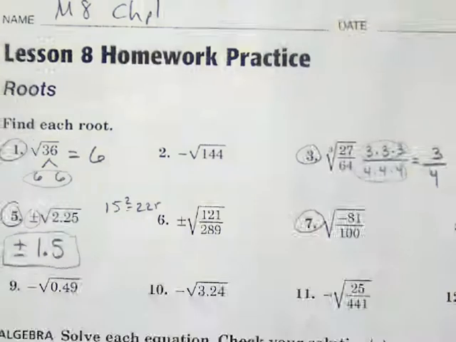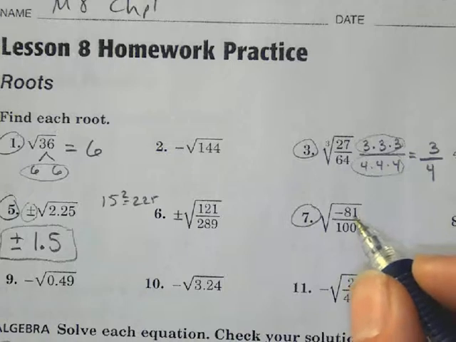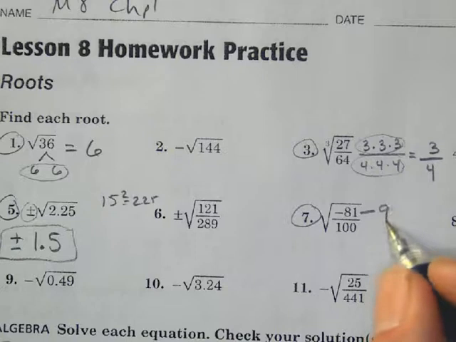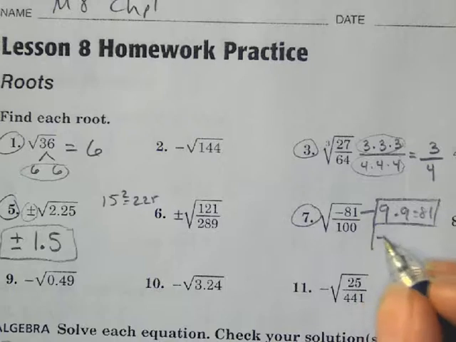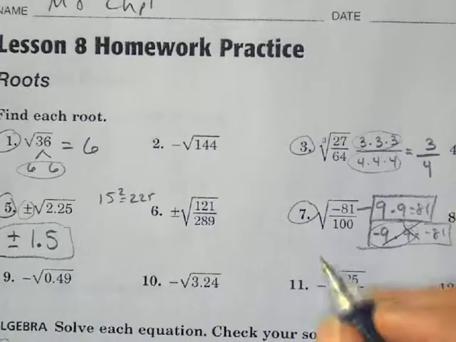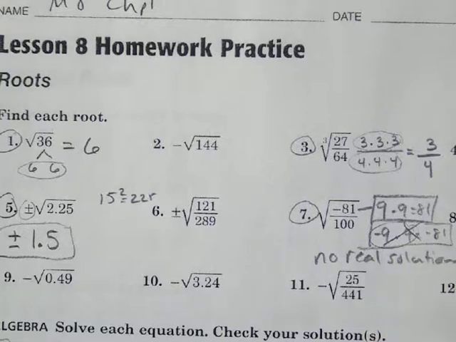On number 7, we have a negative number underneath here. Well, there's really not a number I can square that's going to give me a negative number. You might say, what about 9? Well, sure, but let's just pretend here. If I did 9 times 9, that'd be 81, not negative 81. If I did negative 9 times a positive 9, that would give me negative 81, but that's not a squared factor. Those are different numbers. It won't work. So in this case for number 7, we'd have to say that there are no real solutions and leave it at that.